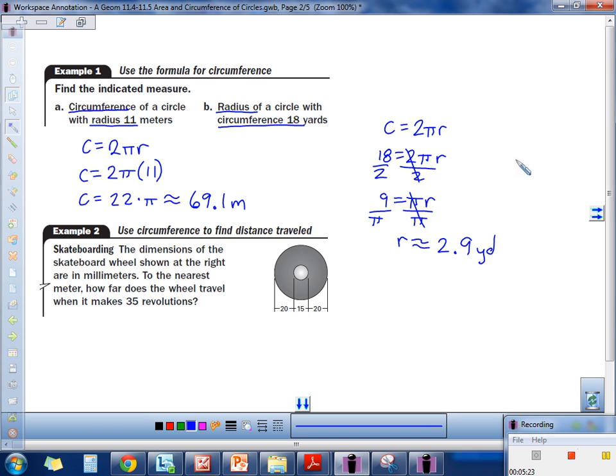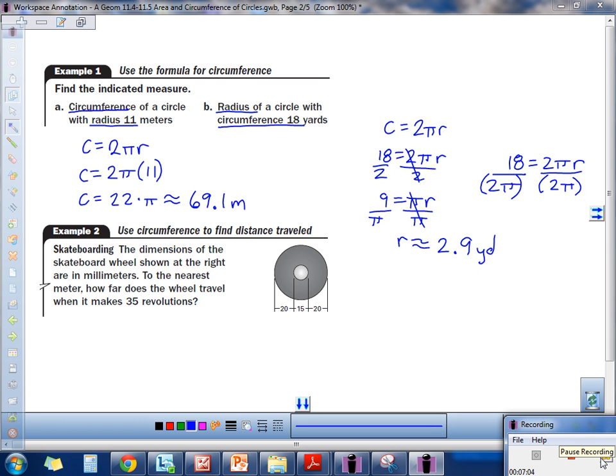Another way you could have done that is just take that 18 equals 2 pi r and divide by parentheses 2 pi on each side. Since they're both multiplying, you can divide by them at the same time. So you do 18 divided by parentheses 2 pi and then close it out, you'll get the same answer.